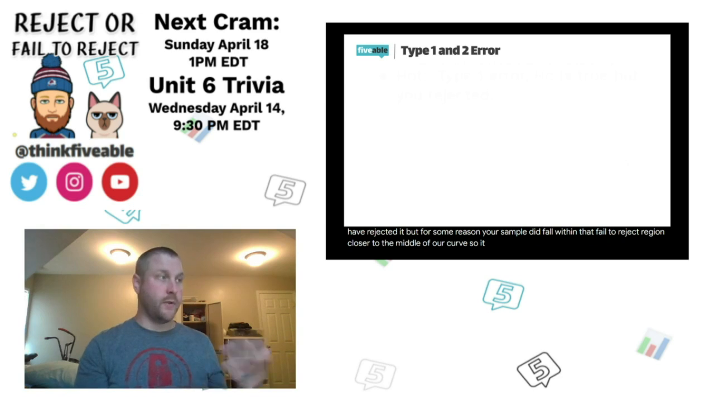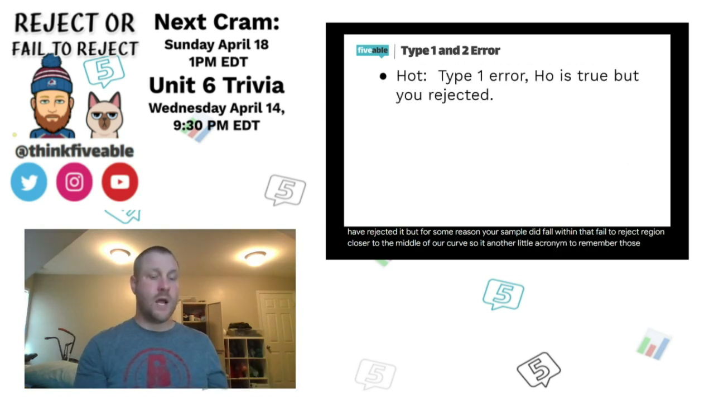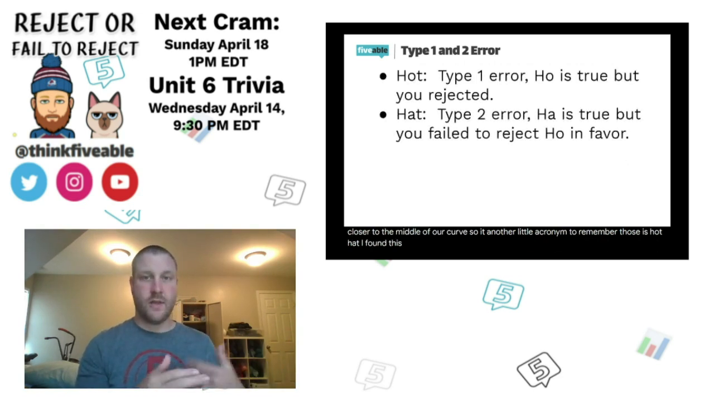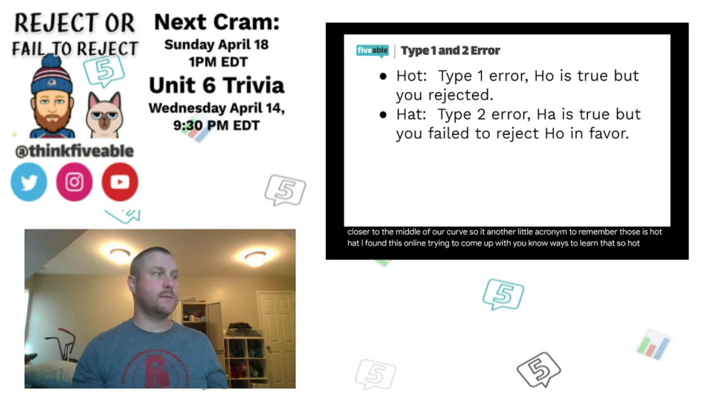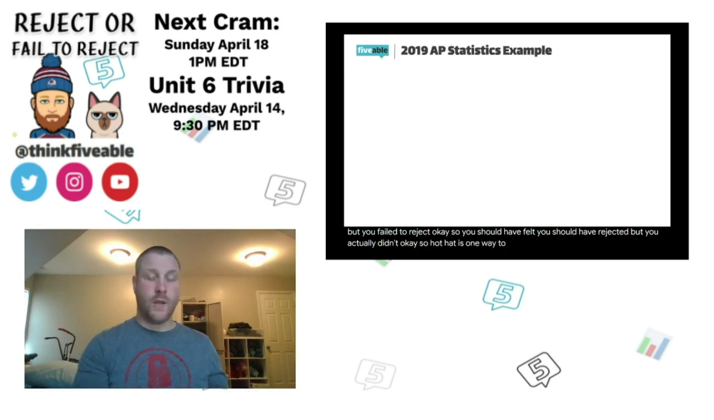Another little acronym to remember those is HOT HAT. I found this online trying to come up with ways to learn that. So HOT is when the null is true, but you rejected. HAT is when it's a type 2 error, when the Ha is true, but you failed to reject. So you should have rejected, but you actually didn't. So HOT HAT is one way to look at that as well.